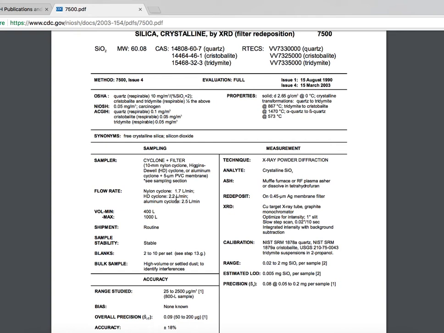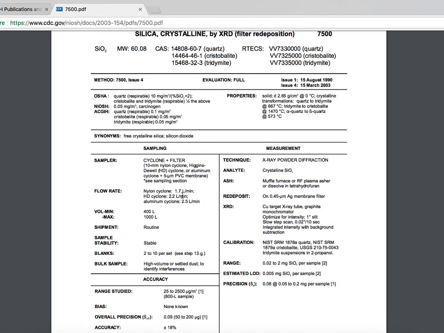And here we have our flow rate, which is based on what type of cyclone we use. So for our aluminum cyclone, it'll be 2.5 liters per minute. That's what I'll set my pump to. It'll draw air over that media. Or for a nylon cyclone, I'll set it at 1.7 liters per minute.